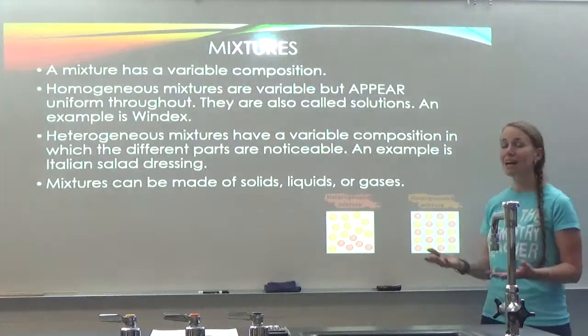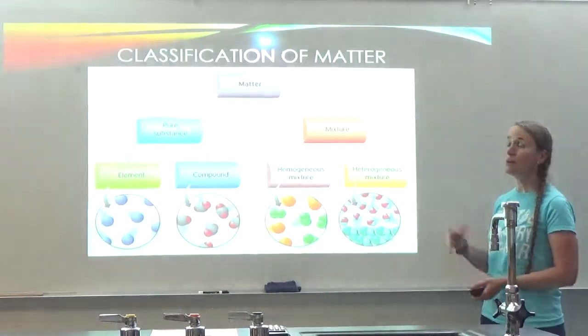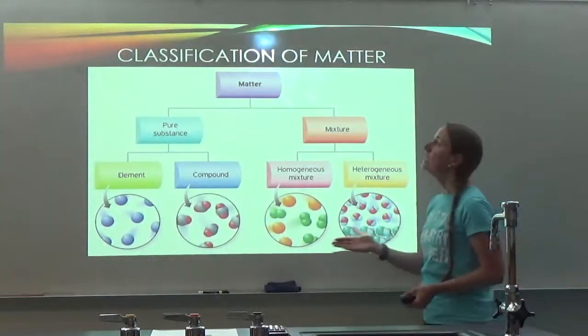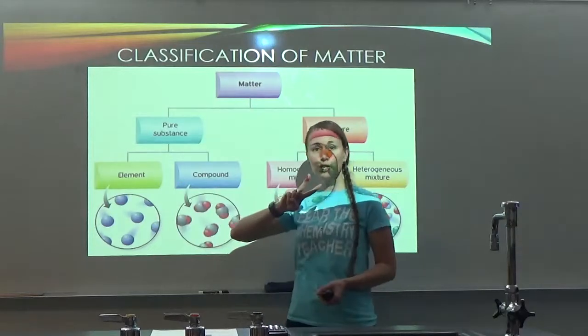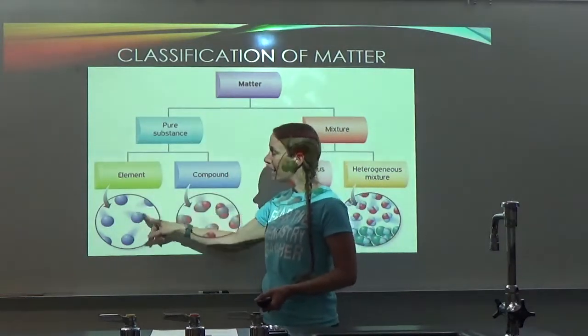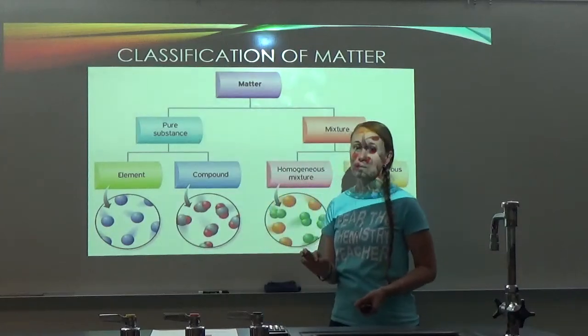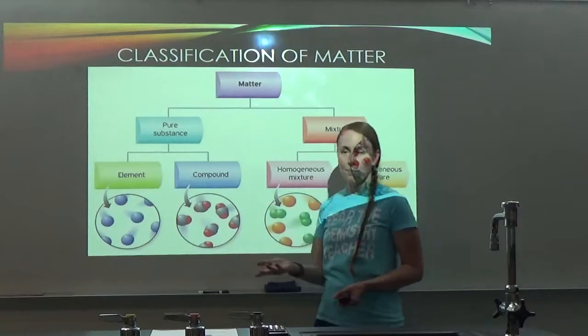Mixtures can be made of solids, liquids, or gases, so it can be any of them. So here's just a chart to help you remember. Matter can either be a pure substance. If it's a pure substance, it has two options, element or compound. If it's an element, all the atoms must be the same element. Like if this was sodium, all of these atoms must be sodium.